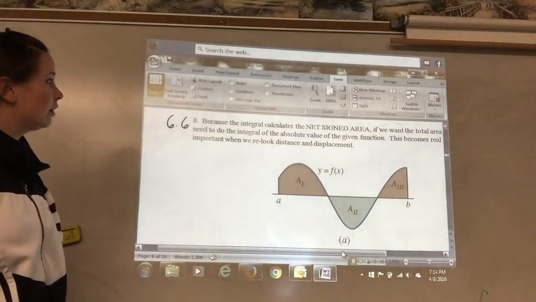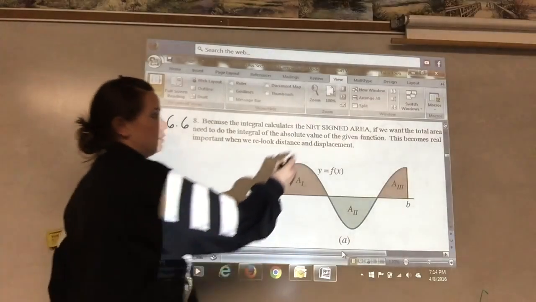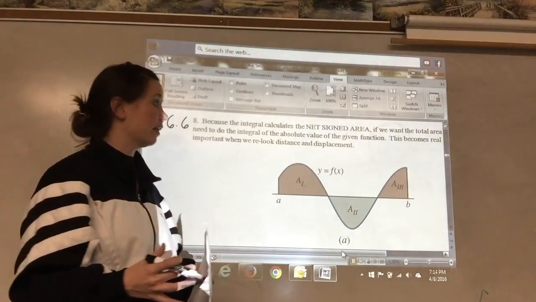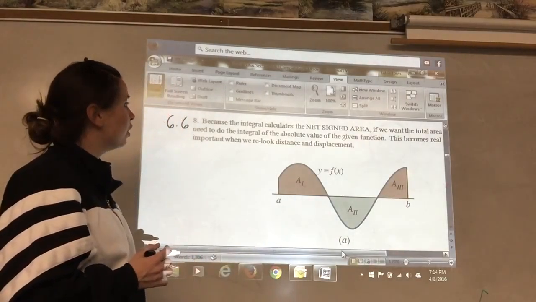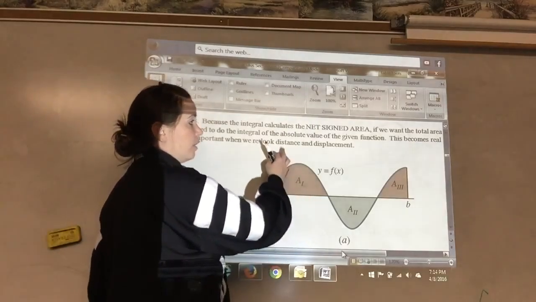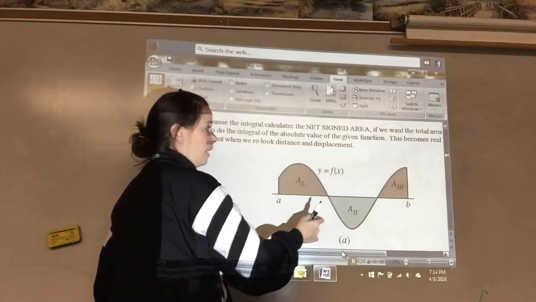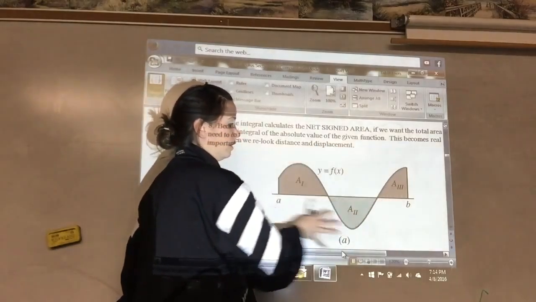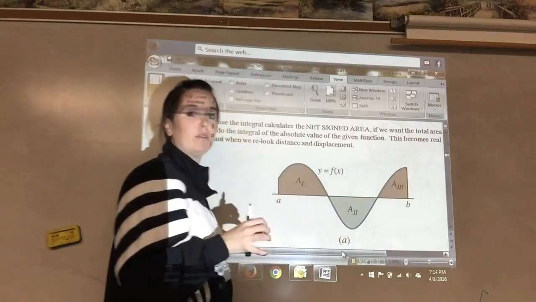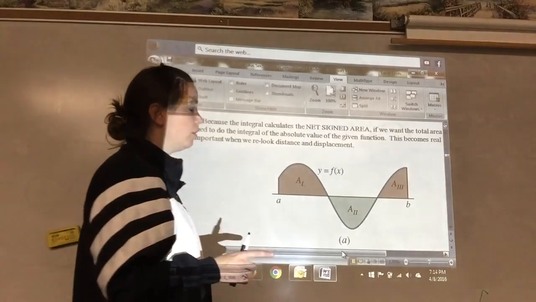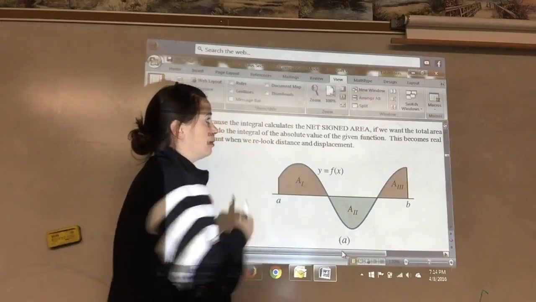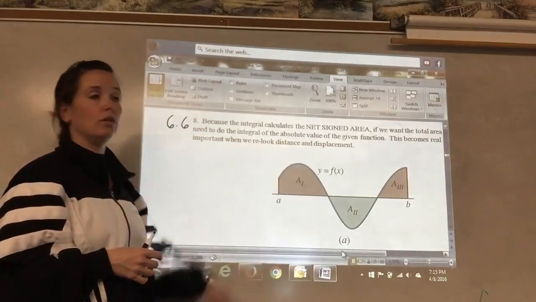Okay, it says because the integral calculates the net signed area. So again, it's taking the positive and the negative and putting it all together. It says if we want the total area, we're going to need to take the absolute value of the function. So basically, if I ask you what is the integral of this picture, it's going to take the positive regions and subtract the negative and give you a final answer. But if I want the total area, then they don't want this subtracted, they want this added. And that's why they're showing you that we need to do the absolute value.